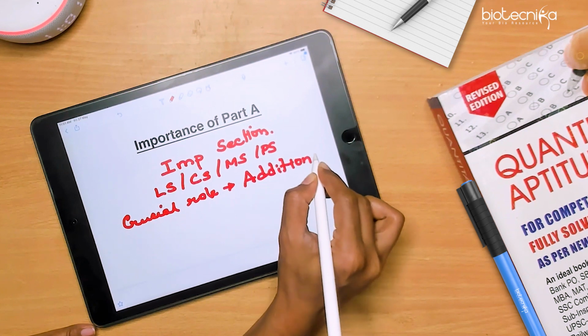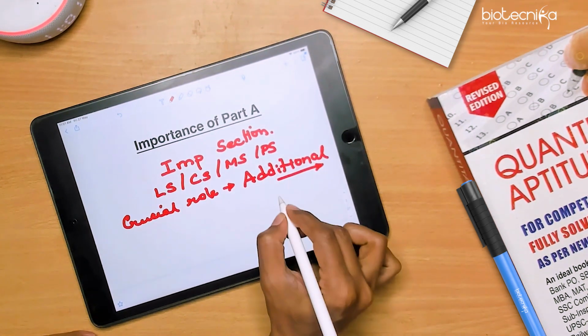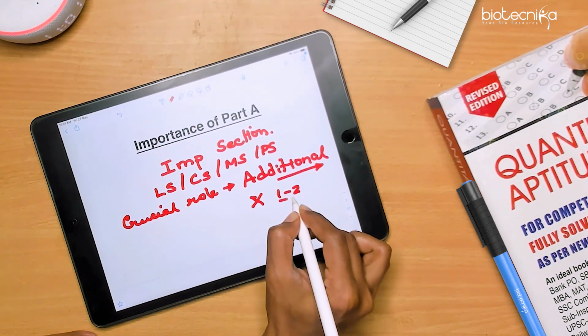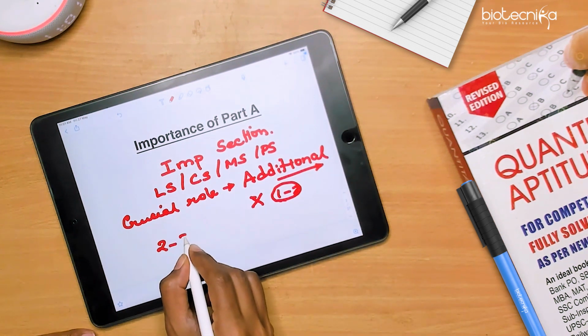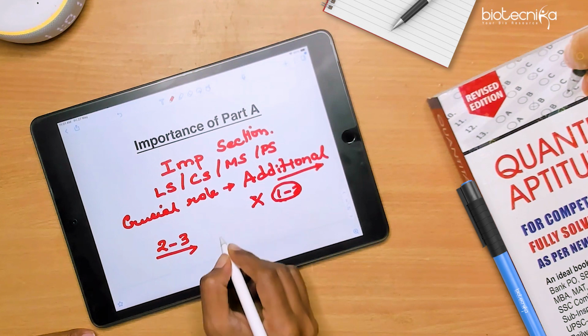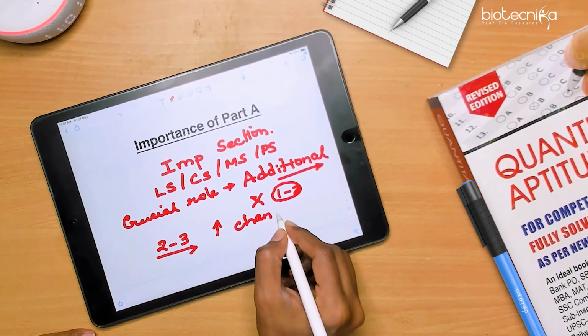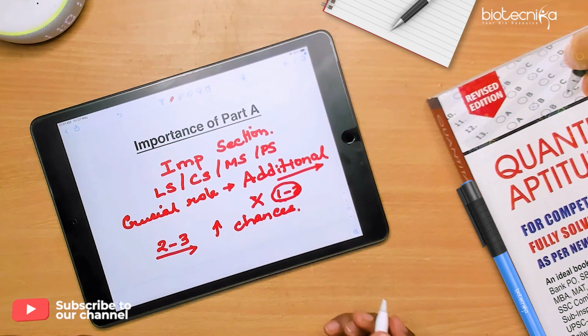Imagine that your total marks come somewhere around the marginal score, meaning you're not able to qualify by 1 or 2 marks. How painful is that? Now, even if you get 2-3 questions right in general aptitude, it increases your chances of qualifying. And as I said, it will also give you a chance to maintain your rank and gives additional marks.